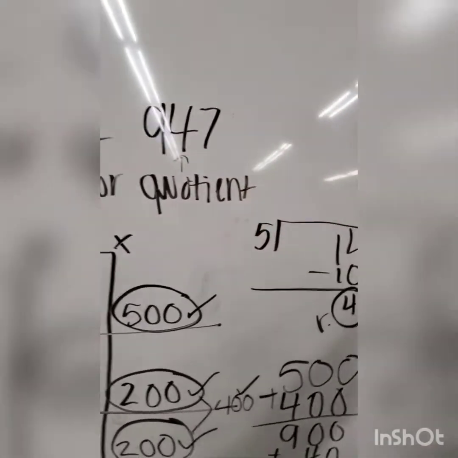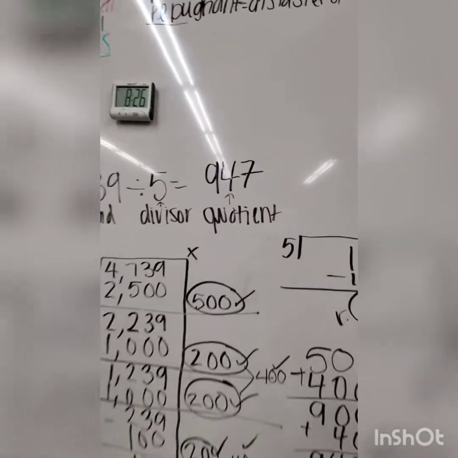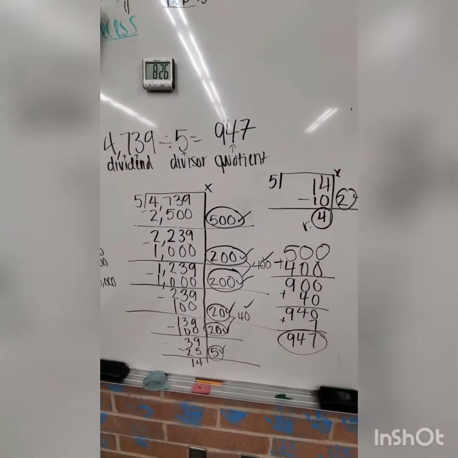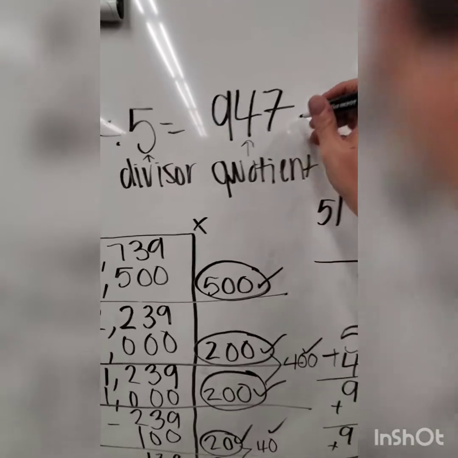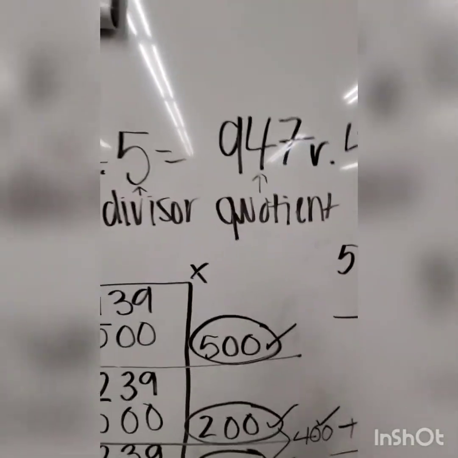I am forgetting something. I always say, don't be mean, do not leave it out. It's still there. It's our remainder. So we need to put the remainder of 4.